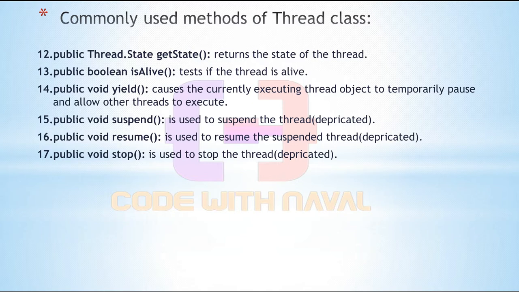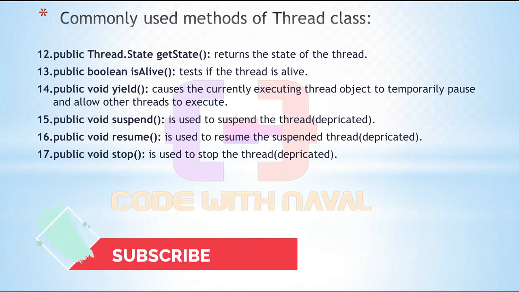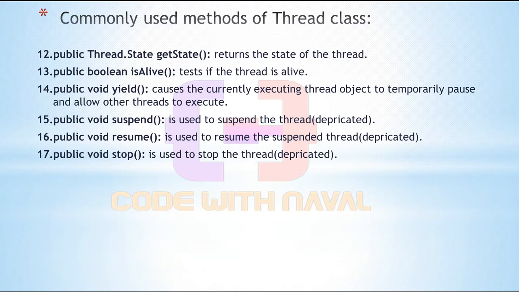Then we have the yield method. This yield method causes the currently executing thread object to temporarily pause and allow other threads to execute. It simply moves the thread from running to runnable. Then here we have suspend, resume, and stop. These three methods are deprecated, or we can say legacy methods. Suspend is used to suspend a thread, resume is used to resume a suspended thread, and stop directly kills the thread. We can call the stop method and that thread goes into the dead state.